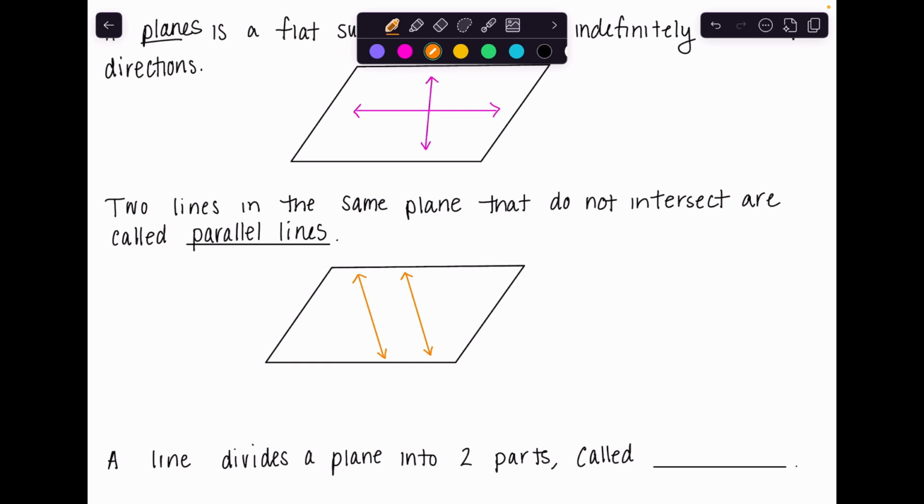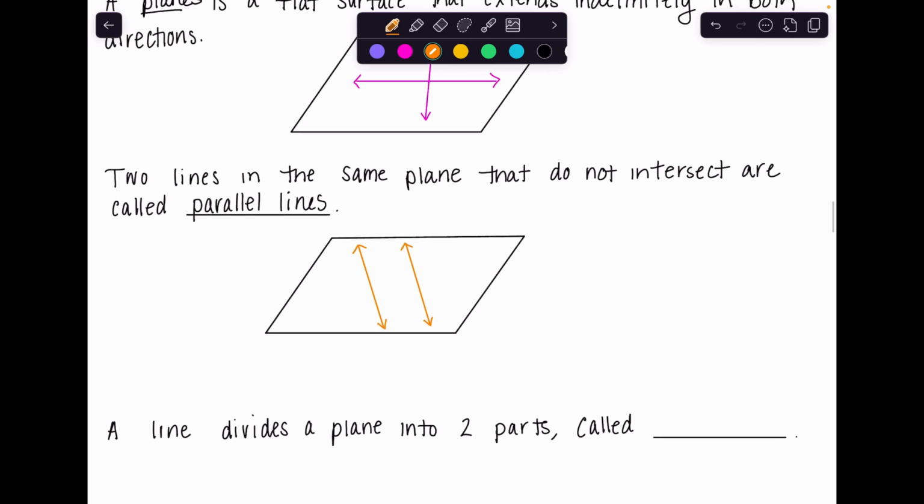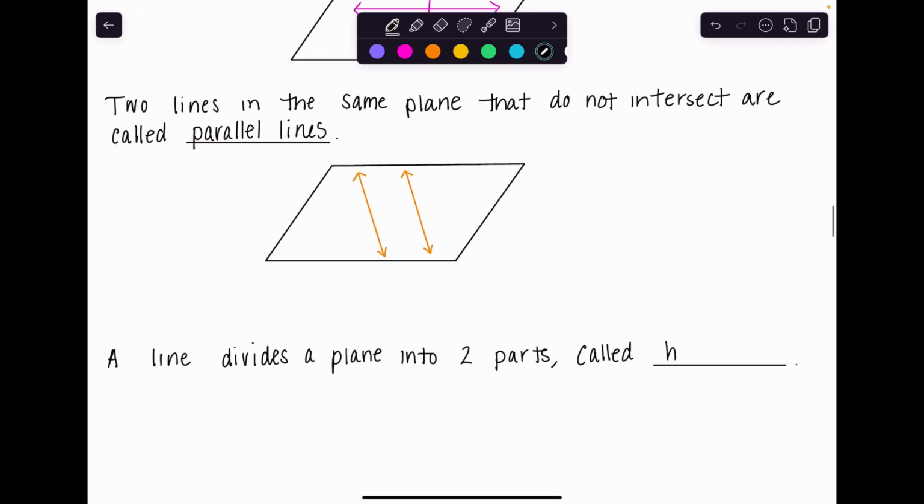Okay? Now, what ends up happening is if you have a line in the plane, because it goes on forever in both directions, a line is always going to divide a plane into 2 different parts. And each of these parts are called half planes.